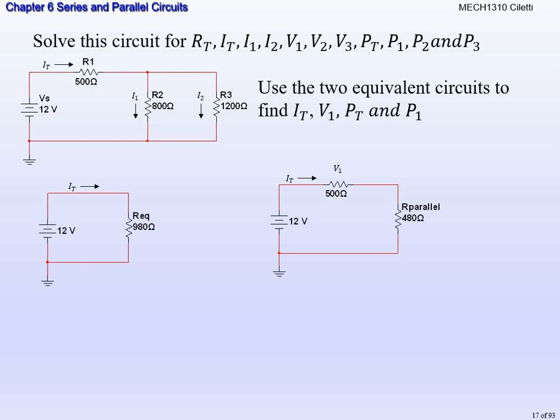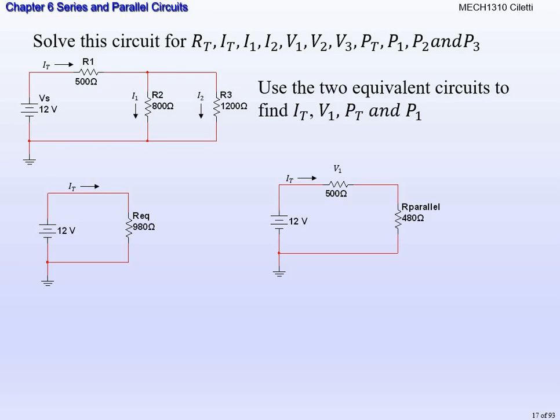Alright, so why did I keep these two circuits that we redrew? Well, the first one's going to help me find total power and total current. The second one's, once I know total current, I know the voltage drops. Alright, so it makes it easy. So redraw these circuits, and that'll help you do some calculations.